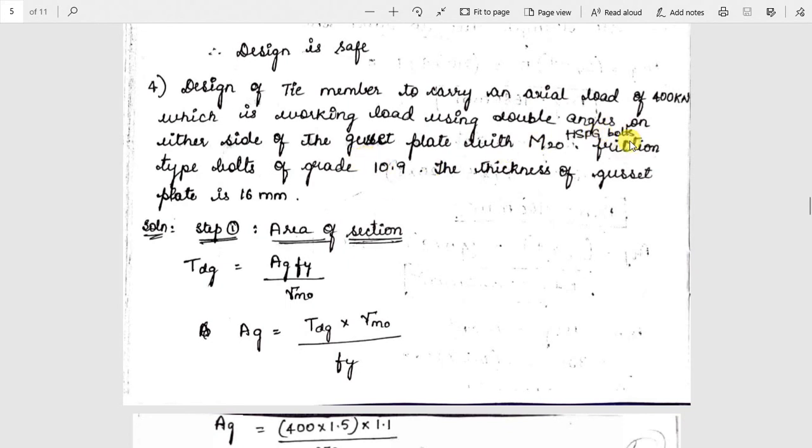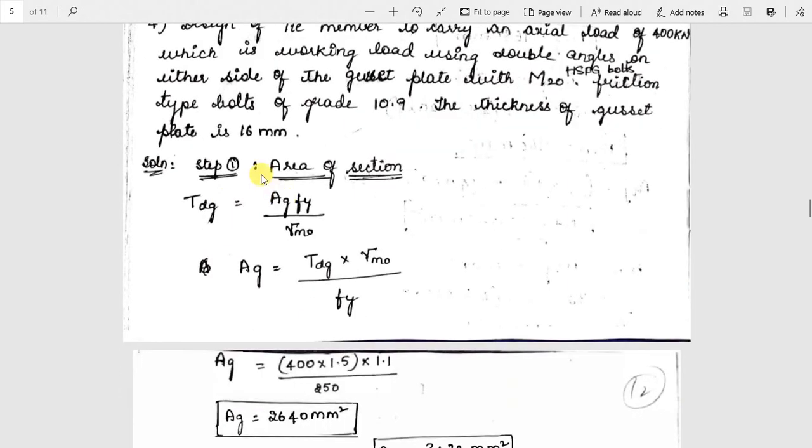Even the term friction type of bolts is not used. You have to judge that it is a friction type of bolts based on the grade provided here. Anything with 8.8 and above is treated as friction type of bolts or HSFG bolts. And here in this problem, the thickness of gusset plate is also mentioned, and it is 16 mm.